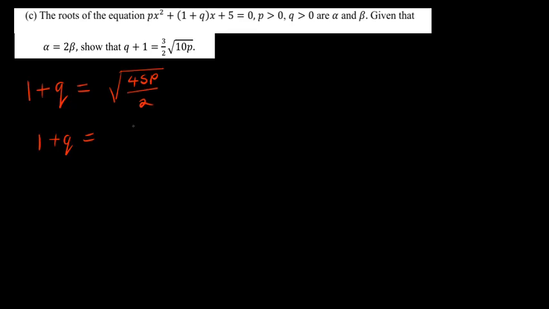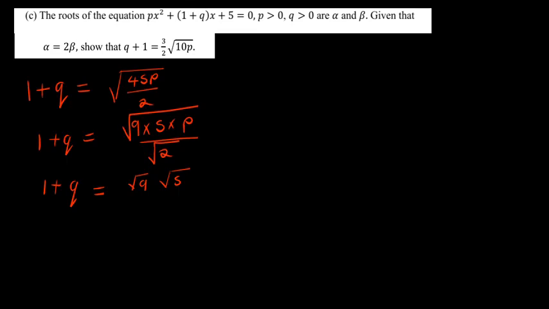So this means that you have 9 times 5, times p over 2. So I'll put the square root on top here, and again I'll put the square root down here, right? So this means it will be 1 plus q equal to the square root of 9, the square root of 5p in short, over the square root of 2. The square root of 9 is 3. So I have 3 there, then root 5p over the square root of 2.